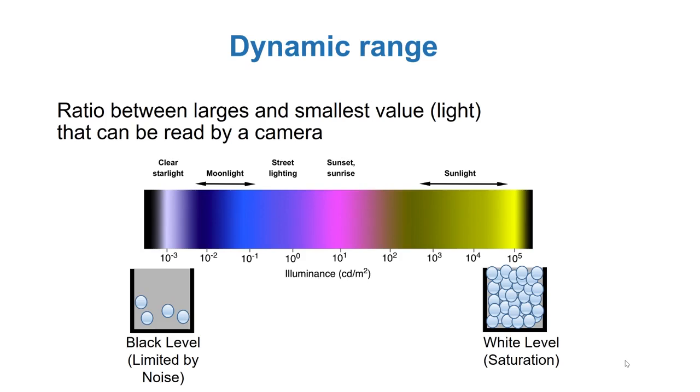Dynamic range is the ratio between the largest and the smallest value of the light intensity that can be captured by the camera. The lowest value is limited by noise, while the highest level is limited by the saturation of the sensor.